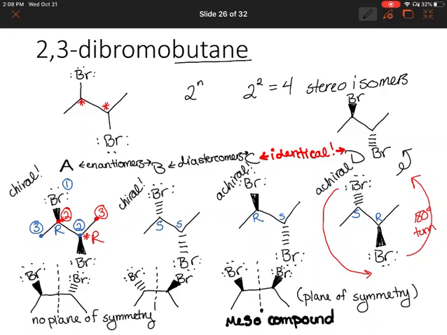Okay, so we kind of covered a lot in the last two practice problems. We figured out how to identify enantiomers and diastereomers, but we also saw that you have to check sometimes to see if you have a meso compound or identical compounds. So it's always good to also check if you have a plane of symmetry.